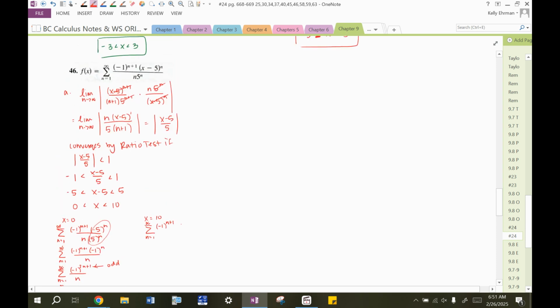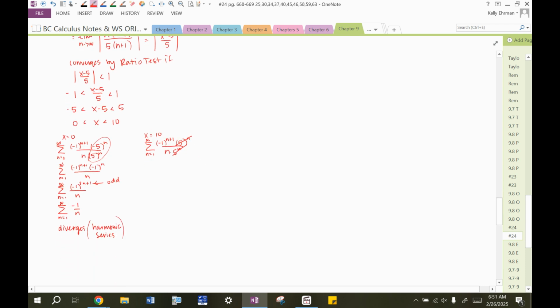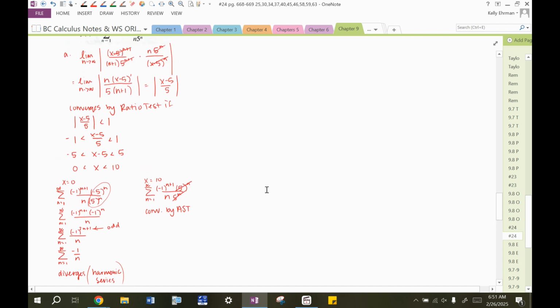10 minus 5 will leave us with 5 to the n over n times another 5 to the n. These 5 to the n's can cancel out. They divide out to 1. And this is an alternating series. So this side converges by alternating series test. So we are leaving out the 0, but we are including the 10. Now, we should have the same radius and same interval for the other parts. We're just checking the endpoints now.